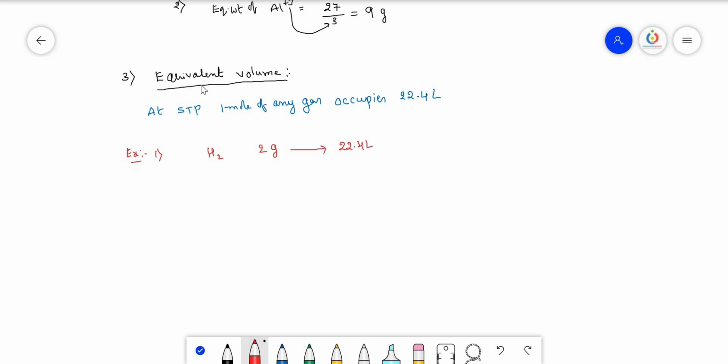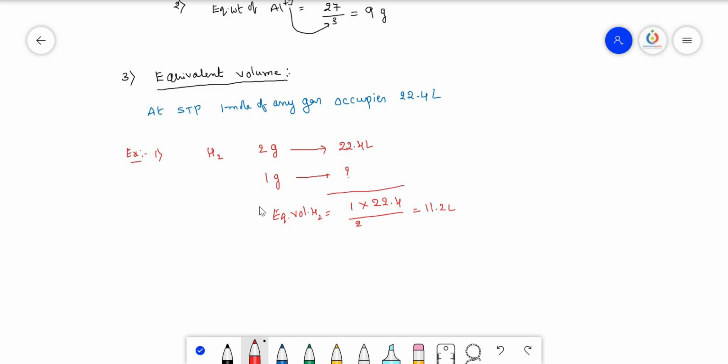Then equivalent volume means it is the volume occupied by the equivalent mass. Here what is the equivalent mass of hydrogen? Only 1 gram. So 1 gram of hydrogen occupies how much space? So equivalent volume of hydrogen is equal to 1 into 22.4 divided by 2. So we will get 11.2 liters.